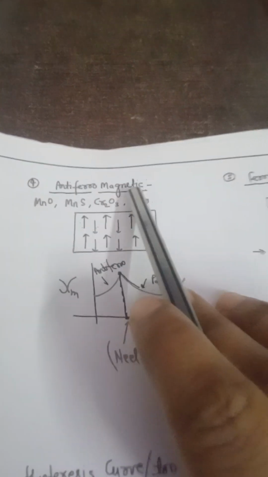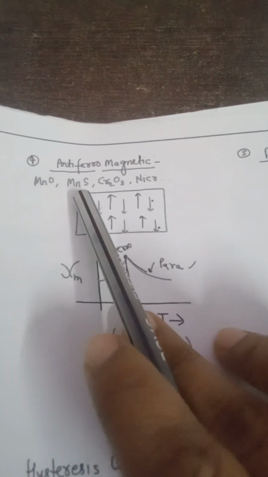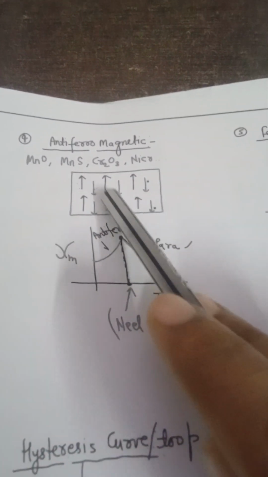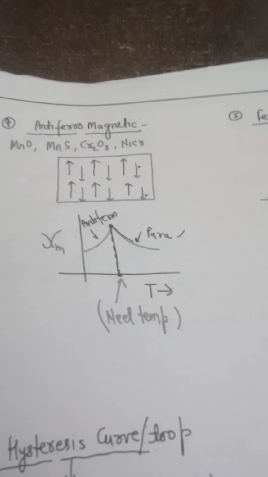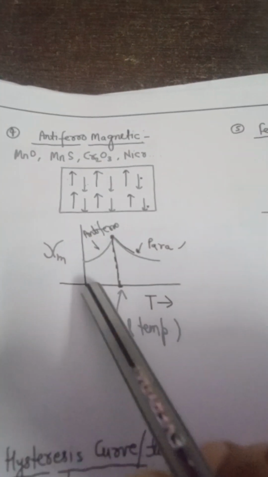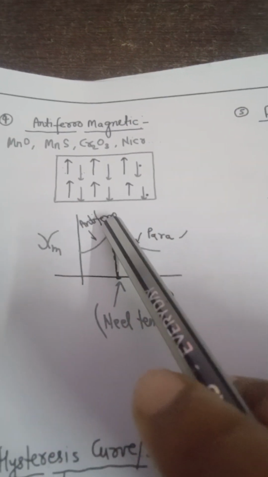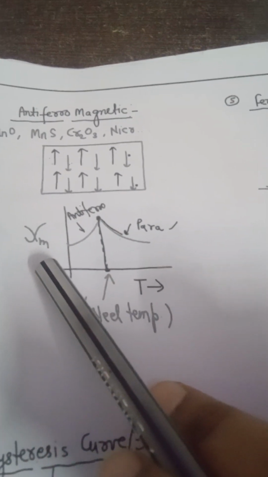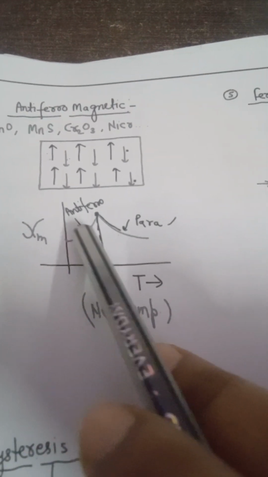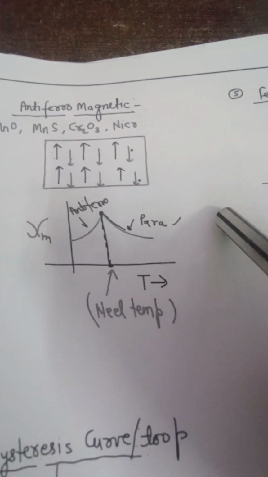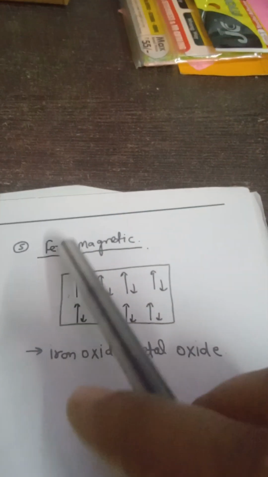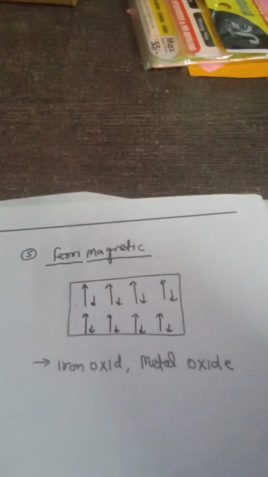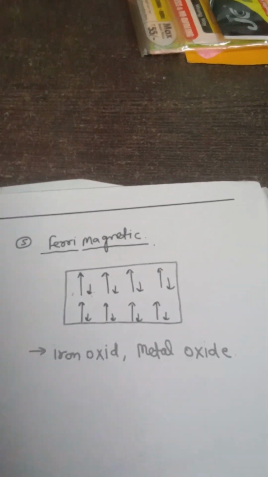Now this is antiferromagnetic material. Examples are MnO, MnS, Cr2O3, NaCr. These have moments in opposite directions. Then this is the graph for temperature. It is called the Neel temperature. Before this temperature point, the material is antiferromagnetic. Then after the Neel temperature, it is paramagnetic. Now this is ferrimagnetic. In this, a small quantity is in the opposite direction. It is iron oxide and metal oxide.